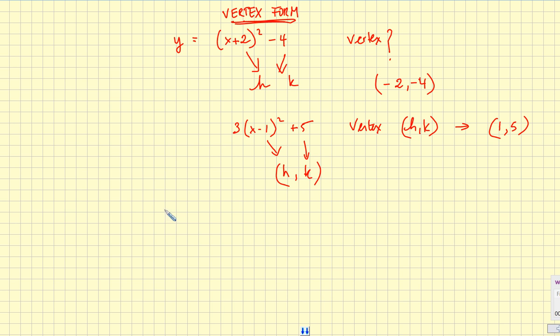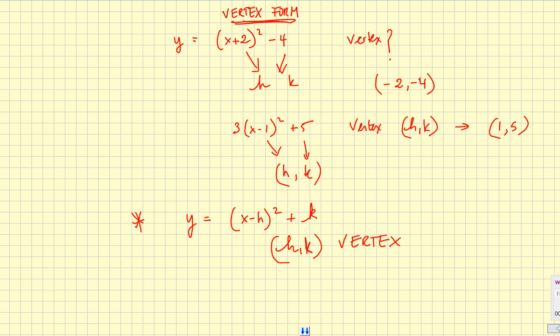Alright, so given the general form of y is equal to (x minus h) all squared plus k, (h, k) is my vertex. Okay, so if it says minus h inside, then it comes out as a positive. If this is a positive h, it comes out as a negative. But the value of the k will always be whatever it is. If it's positive, it stays positive. If it's negative, it comes out negative. Alright, so that takes care of the translations.